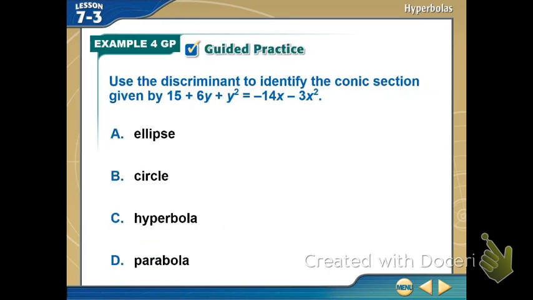Okay, so this is the guided practice for the last thing here. So you're going to identify a, b, and c, plug them into the discriminant, and see if you can determine if it's an ellipse, circle, hyperbola, or parabola. Pause the video, see if you can solve it, and then when you're ready to check your answer, resume.